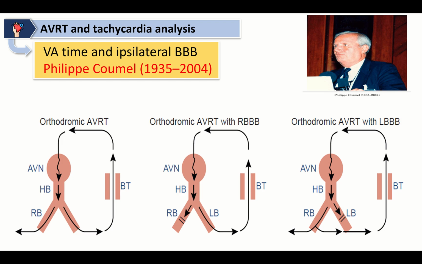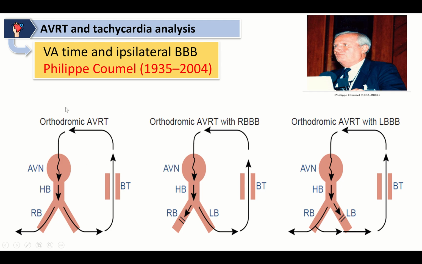And this is Professor Philippe Coumel who described this amazing observation. He said that if we have a patient with SVT and an increase in VA interval of more than 30 milliseconds when he develops ipsilateral bundle branch block, it means definitely an accessory pathway on the same side as the bundle branch block.